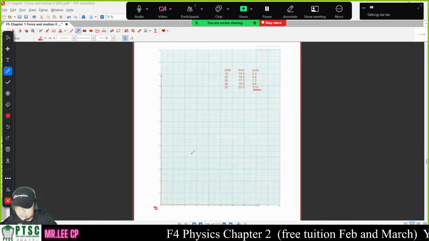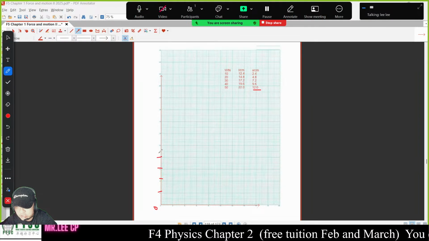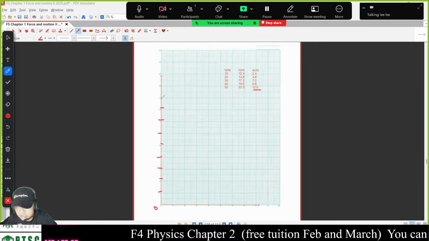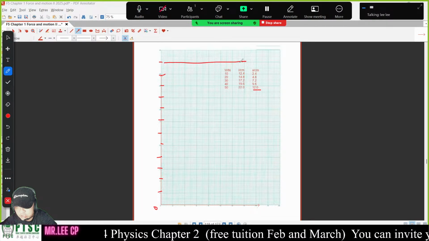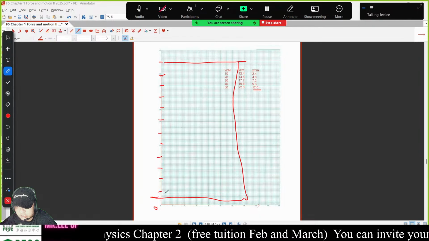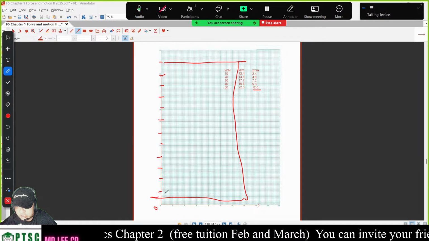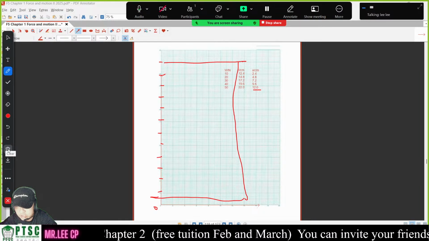The higher will be 12. 1, 2, 3, 4, 5, 6, 7, 8, 9, 10, 11, 12. So your graph will be somewhere like this. It is more than half, then it is enough already. It must be more than half.